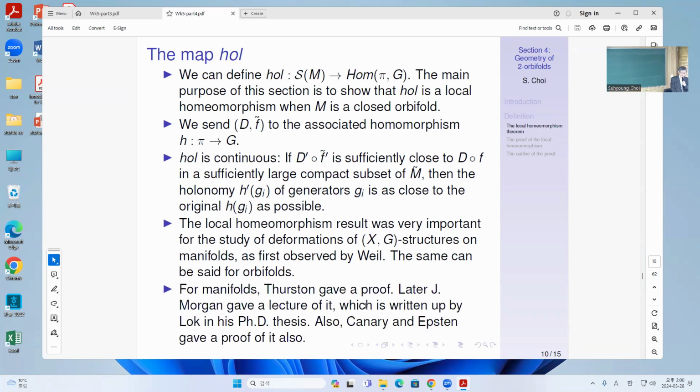Okay, and then of course Thurston gave a proof of this, but I guess John Morgan later gave a lecture on it, which was written up by Locke in his thesis, and Canary and Epstein gave a proof of this. So they have this paper. They deal with all the manifolds, including the ones with boundary, but they have some different things here, like the topology, and so on. So the fact that this is a local homeomorphism is a very important thing.